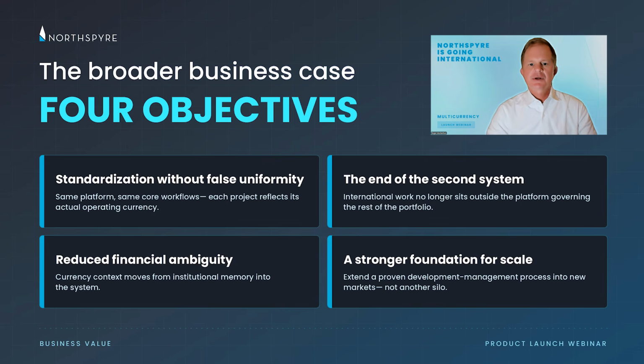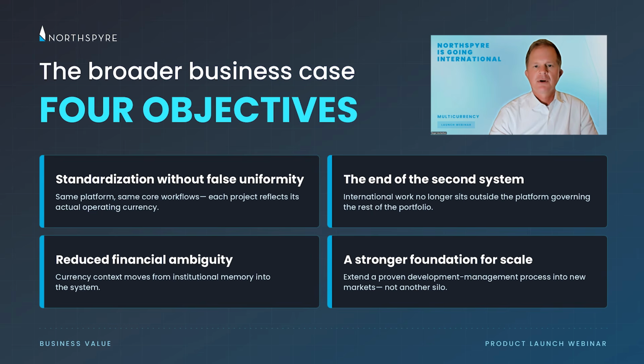So for enterprise organizations, this release supports four objectives. Number one, standardization without false uniformity. Every team can use the same platform and the same core workflows, with each project reflected in its actual operating currency. Number two, it's the end of the second system. International work no longer needs to sit outside the platform governing the rest of the portfolio.